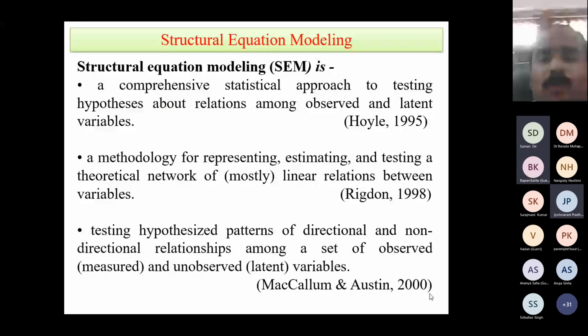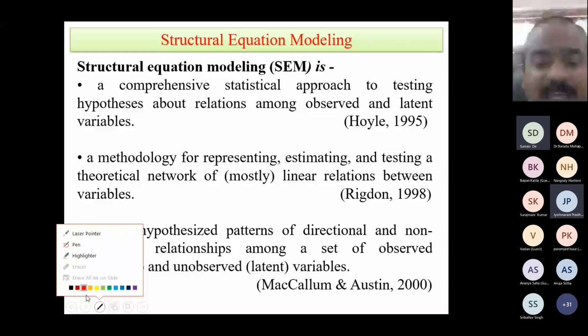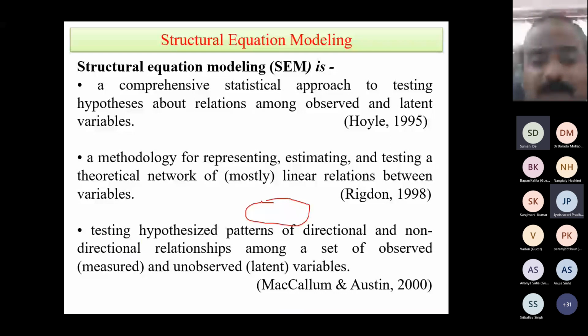Still, I will go through some very important opinions by various authors. Please look at the definition of Wholly. What does he say? Structural equation modeling is nothing but a comprehensive statistical approach to testing hypotheses about relationships among observed and latent variables. Very simple. We are doing that. It is simply a relationship between latent variables and observed variables.